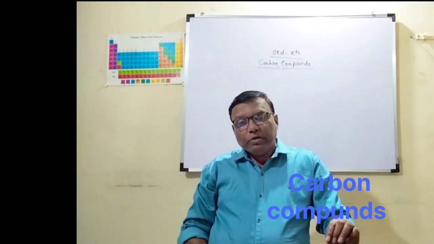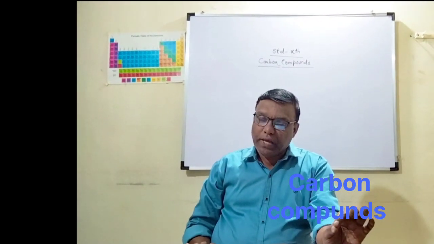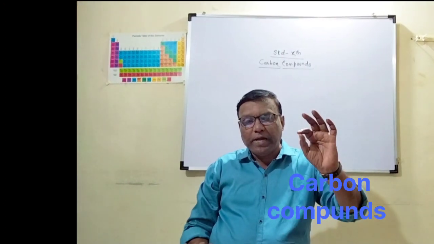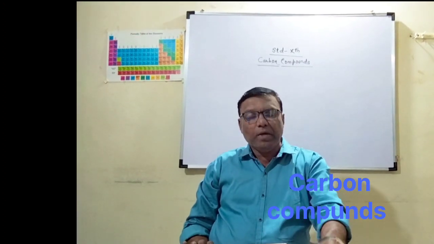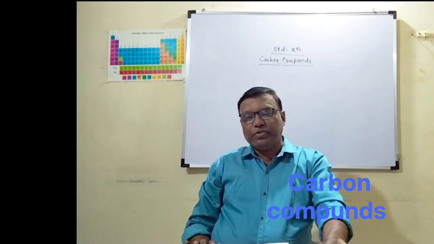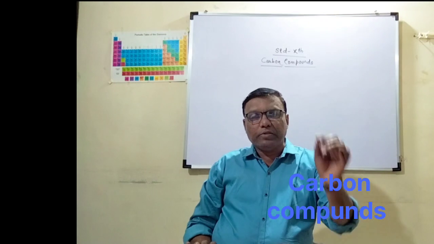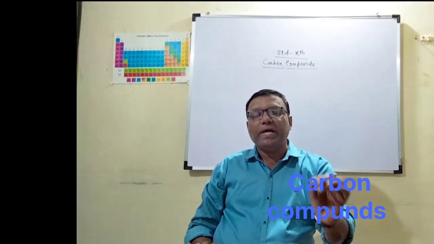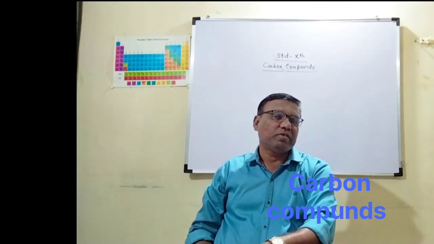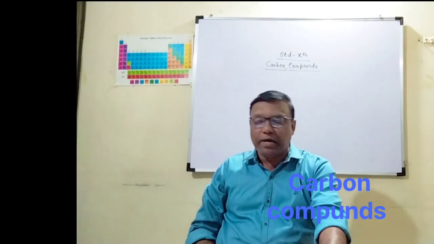Let me tell you. The melting point and boiling point of carbon compound. Melting point: the temperature at which a solid substance melts. Boiling point: the temperature at which a liquid substance boils. So the melting point and the boiling point of carbon compounds are found to be lower than 300 degrees Celsius. This is one of the important characteristics related with carbon compound.